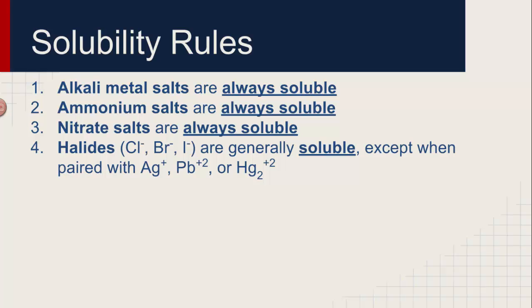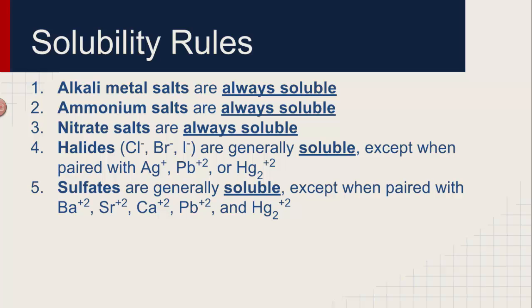So halides, chloride, bromide, iodide. Generally they will dissolve unless they are paired up with silver ions, lead-2 ions, or mercury-1 ions. If a halide is paired with one of those, then it will be a solid. It won't dissolve. It'll be insoluble. Okay?